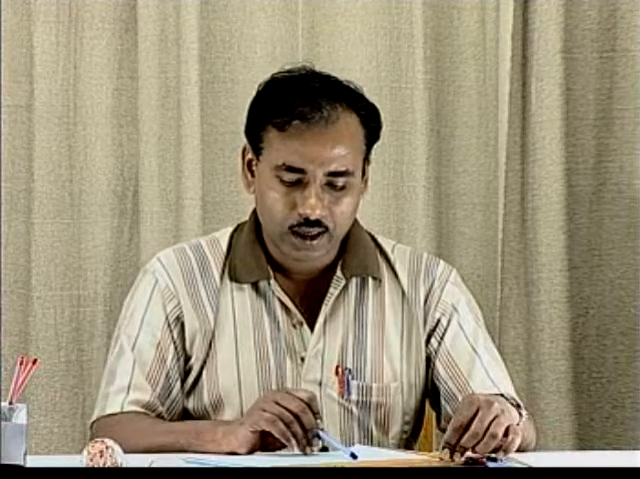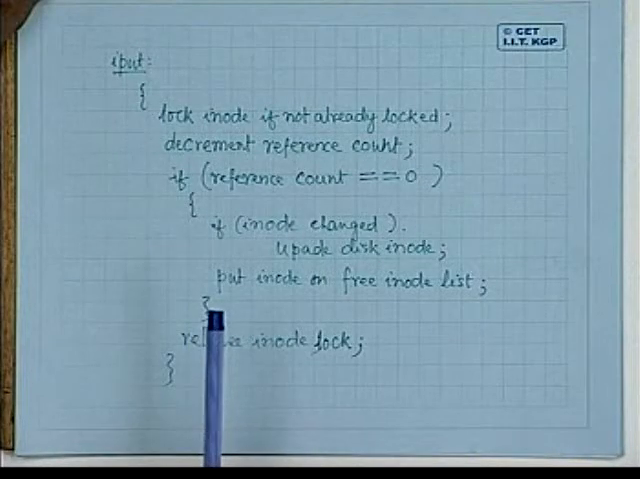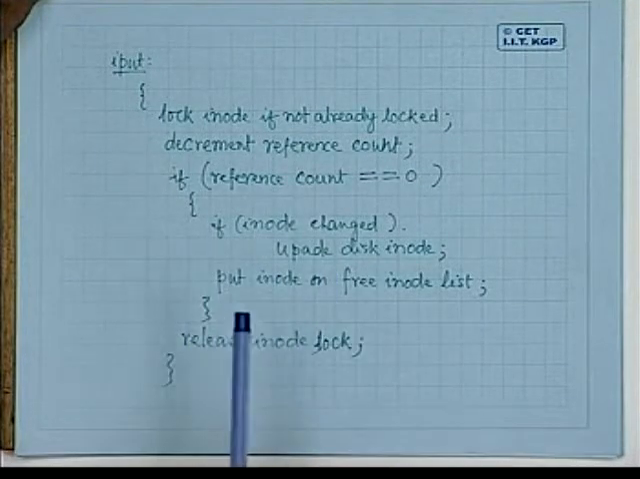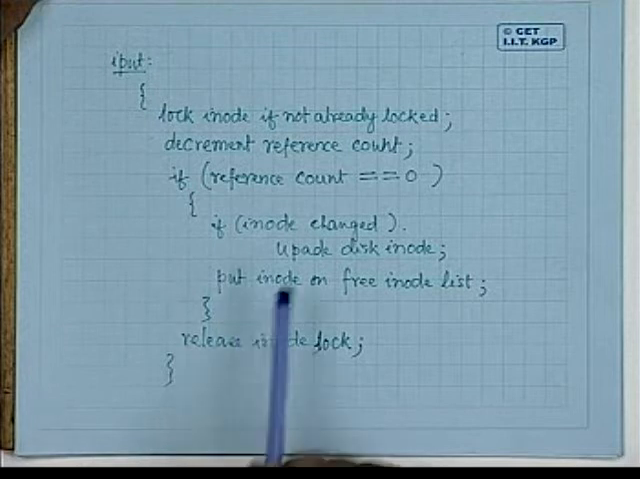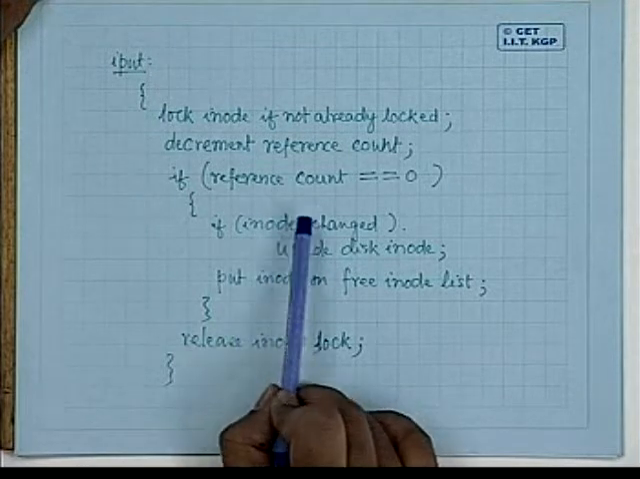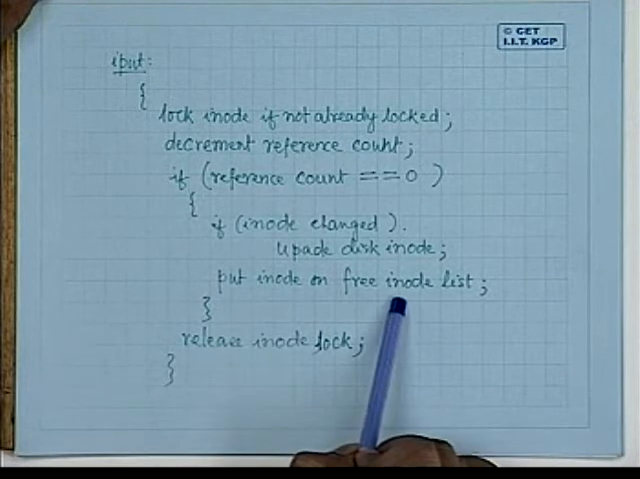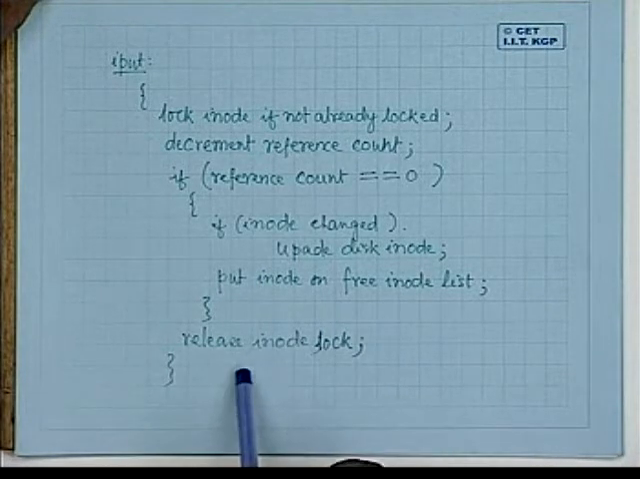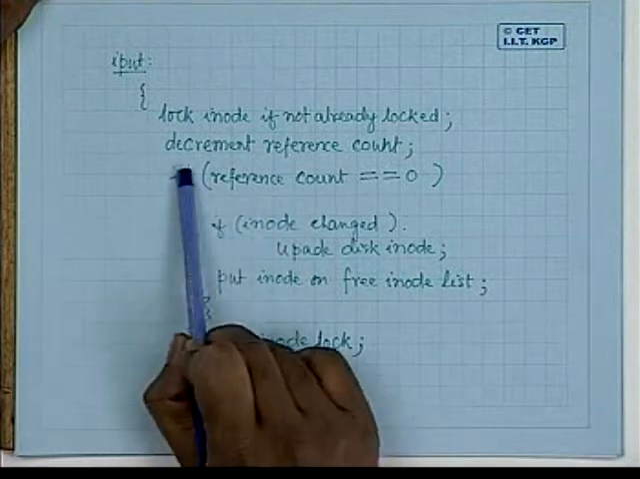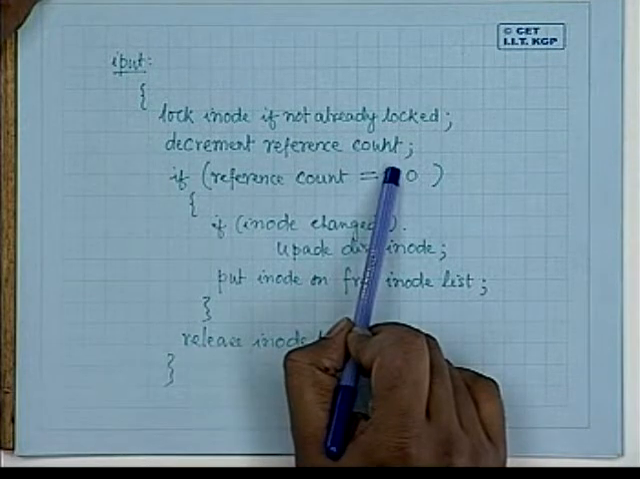Now if the reference count is not equal to 0, that means that though this process has closed the file, the file is open for some other process. The inode is still active for some other process, and in that case the inode cannot be put onto the free list. So the kernel will simply return after decrementing the reference count field.